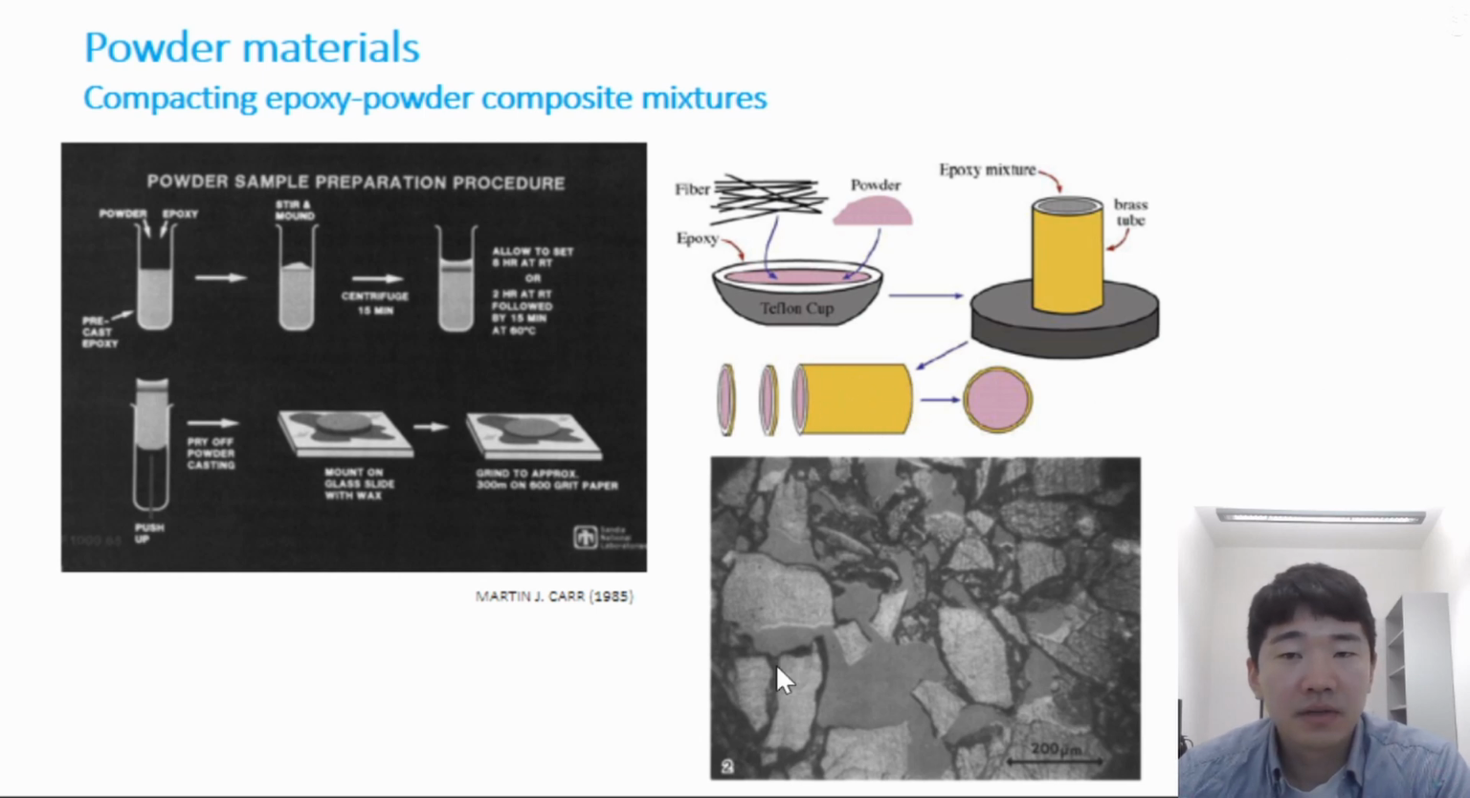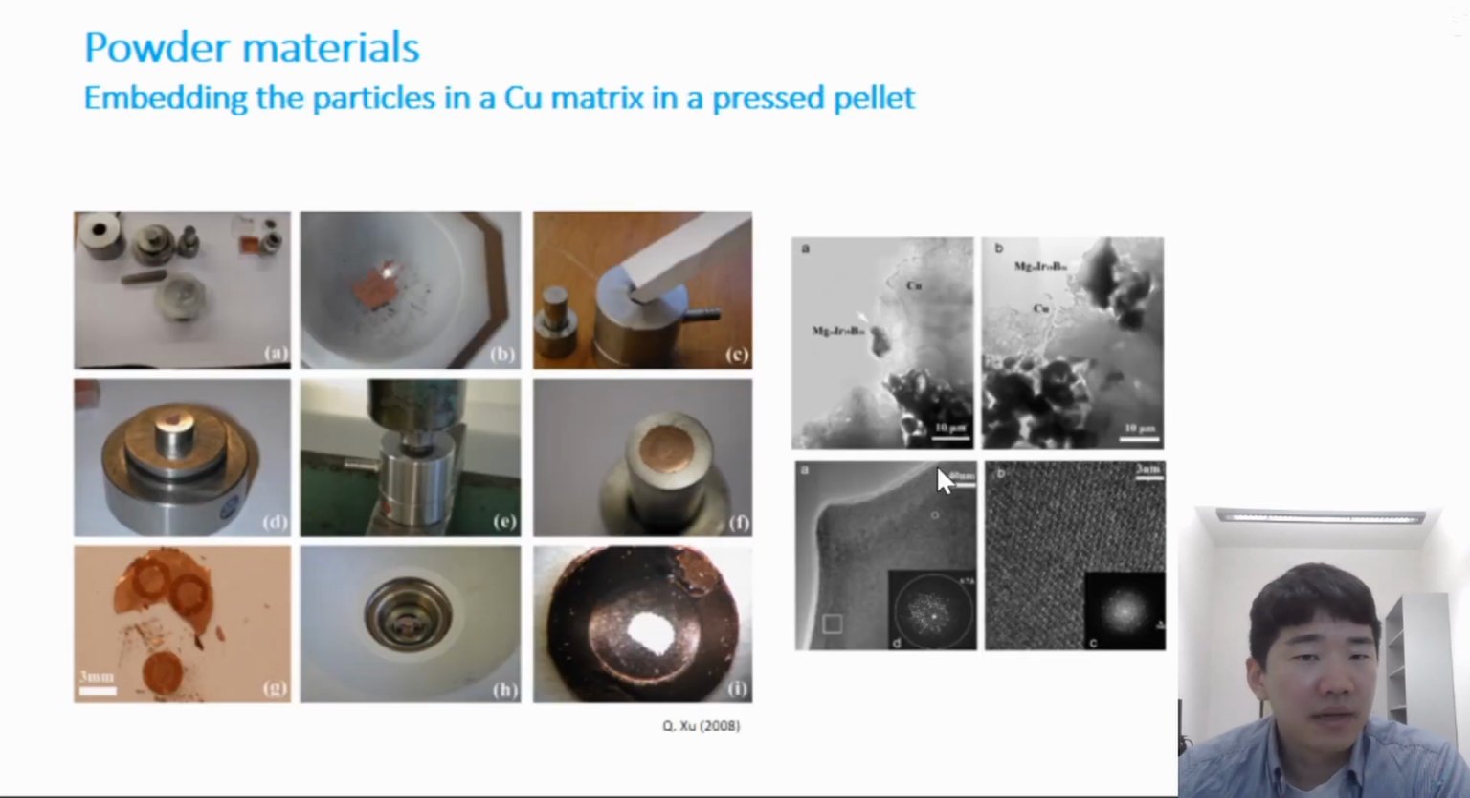You see in this picture that this gray area is epoxy, and these debris are samples of interest. You can also embed the particle in the metallic matrix. This picture shows the procedure. This shows a setup for sample preparation, including ceramic powder.